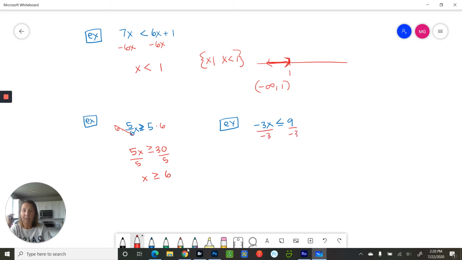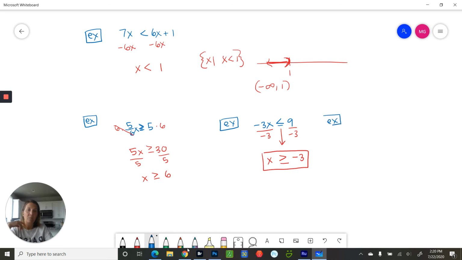Now remember, dividing by a -3 and subtracting something are two different things. Make sure you know which one you're doing. If you are multiplying or dividing by a negative number, you need to switch the sign. So first things first, this sign has to switch. So here I end up with x is greater than or equal to 9 divided by -3, which is -3. Okay, so that sign got switched.